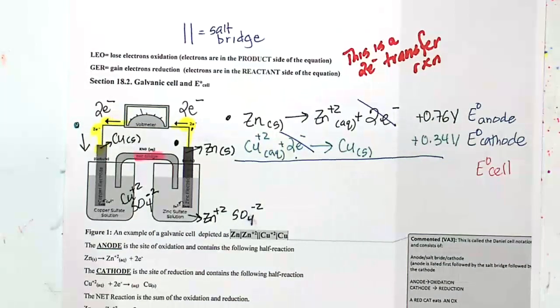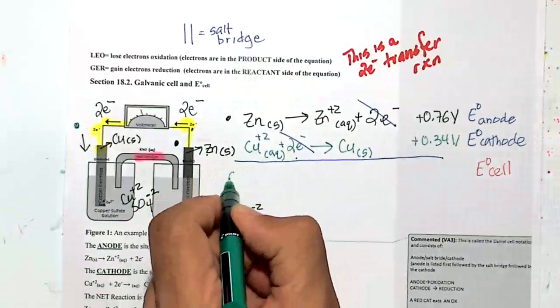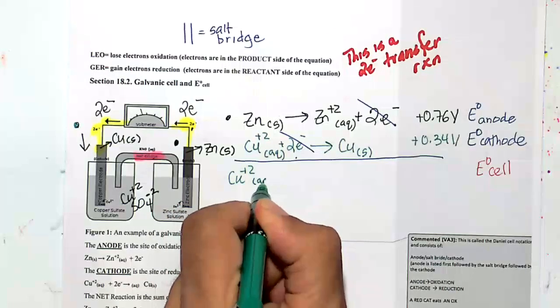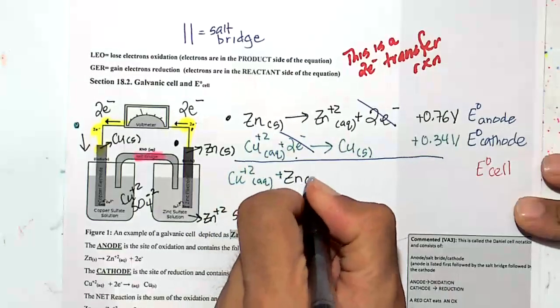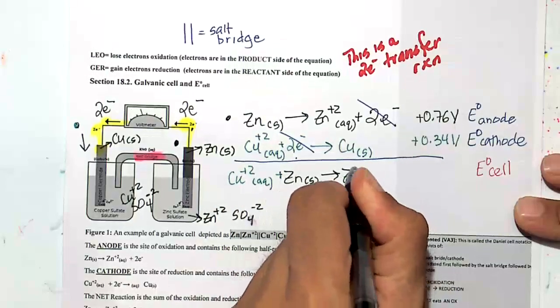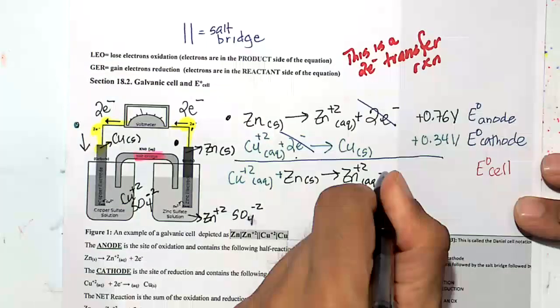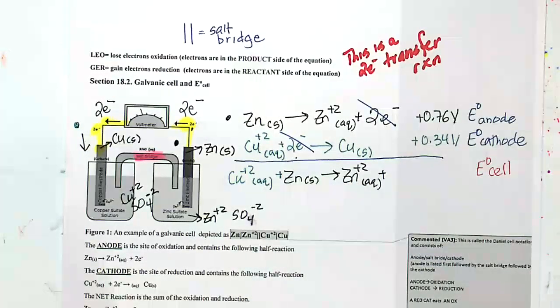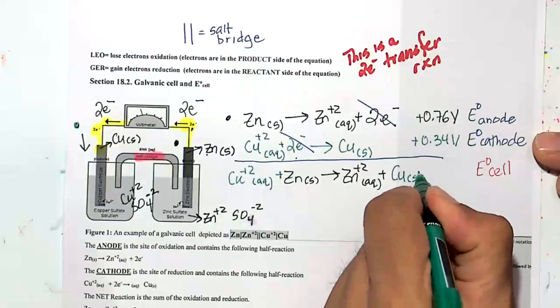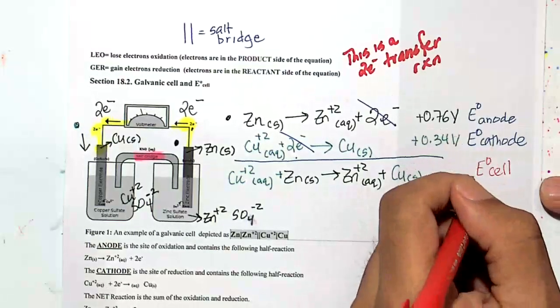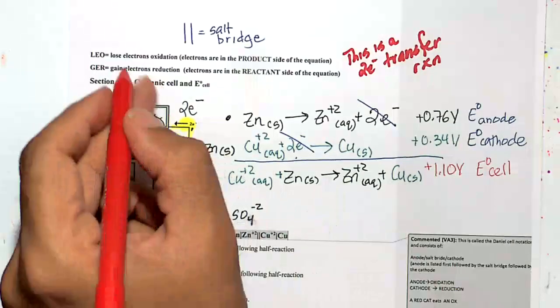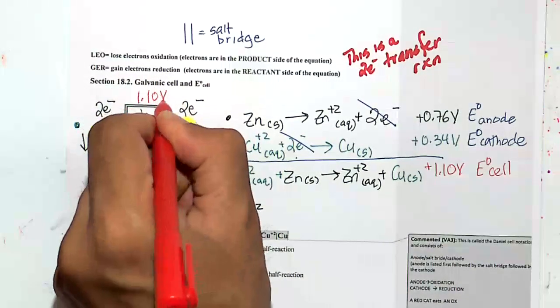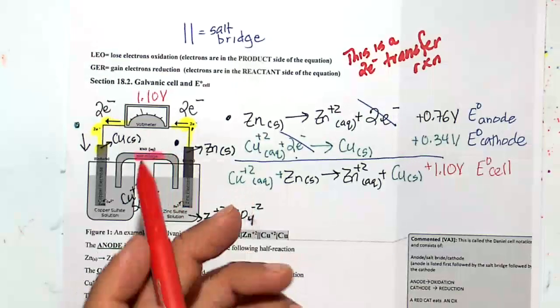So our E cell is going to be this: copper plus 2 plus zinc solid is going to go to zinc plus 2 plus copper solid. Okay, the E cell, when we add the anode and cathode, is going to be 1.10 volts. So this is what you will see on the voltage reader, 1.10 volts.